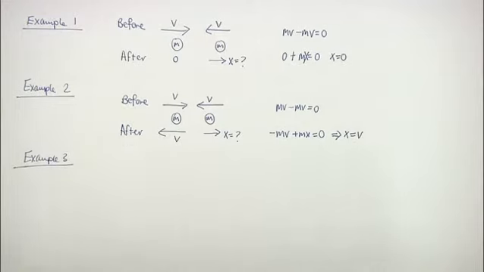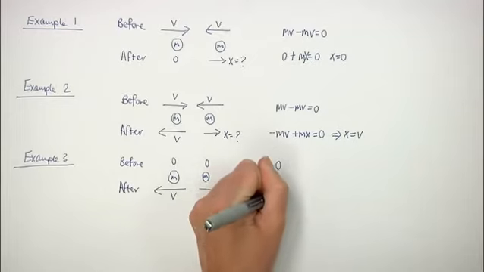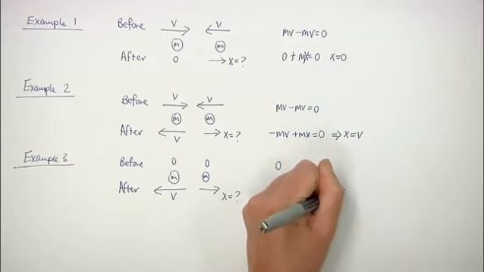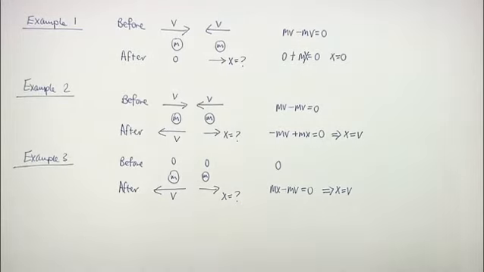Finally, in example 3, both particles are at rest before. Afterwards, the first particle has velocity minus v. What's the velocity of the second particle? Well, momentum before equals 0. Momentum after is mx minus mv equals 0. So that means x is equal to v. The particles fly apart with equal and opposite velocities.